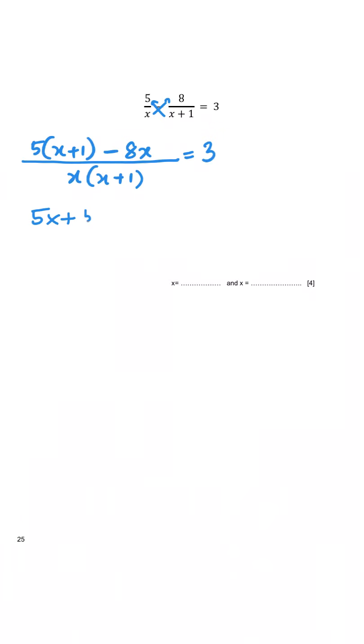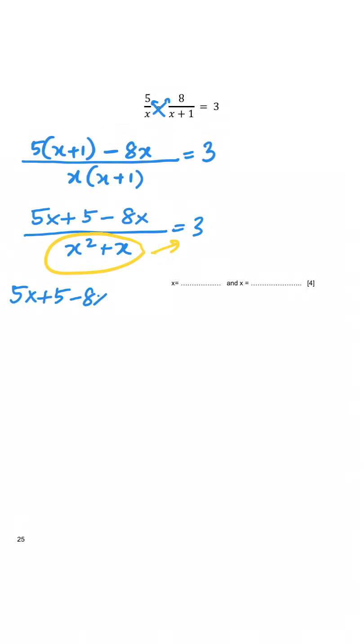Right, cross multiplication. Yeah, cross multiplication. 5x plus 1 and minus 8x. Just single there, so straight away write it there. So the denominator is going to multiply the other side and then equal 3. Yeah, okay, so expand: 5x plus 5 minus 8x over x squared plus x equals 3. Alright, so we're going to move everything down here to the other side so that we do not have a denominator anymore. So 5x plus 5 minus 8x equals 3 times x squared plus x.